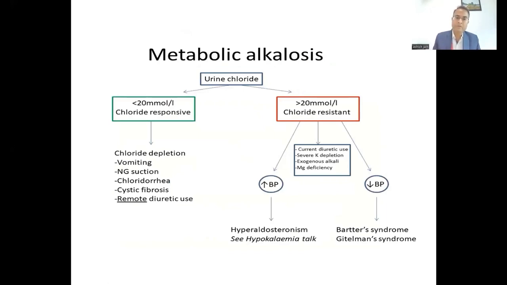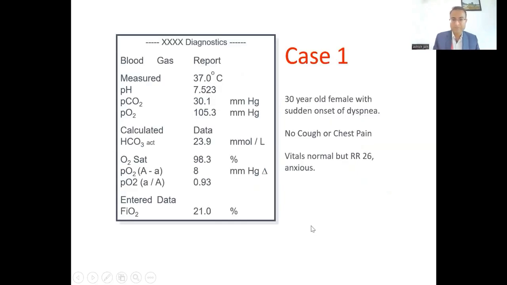These are the few causes of metabolic alkalosis, and to differentiate between these two types, we need to look at the urinary chloride. If urinary chloride is less than 20, it is chloride responsive metabolic alkalosis, and a few causes are vomiting, nasogastric suction, cystic fibrosis, or remote diuretic use. While if chloride level is high, then it could be current diuretic use, potassium depletion, exogenous alkali, Bartter syndrome, or hyperaldosteronism.